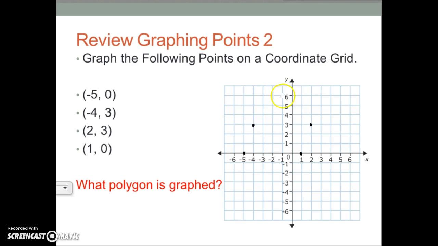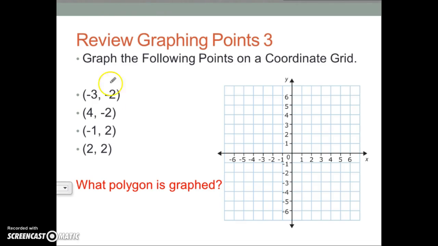So if we were to connect the lines for this polygon, think about what shape is graphed for this one. I see that this line here and this line here are parallel, and then this line here and this line here are also parallel. There's no right angles, and the sides aren't all the same length, so we would say that this one is a parallelogram. So this four-sided shape is a parallelogram.